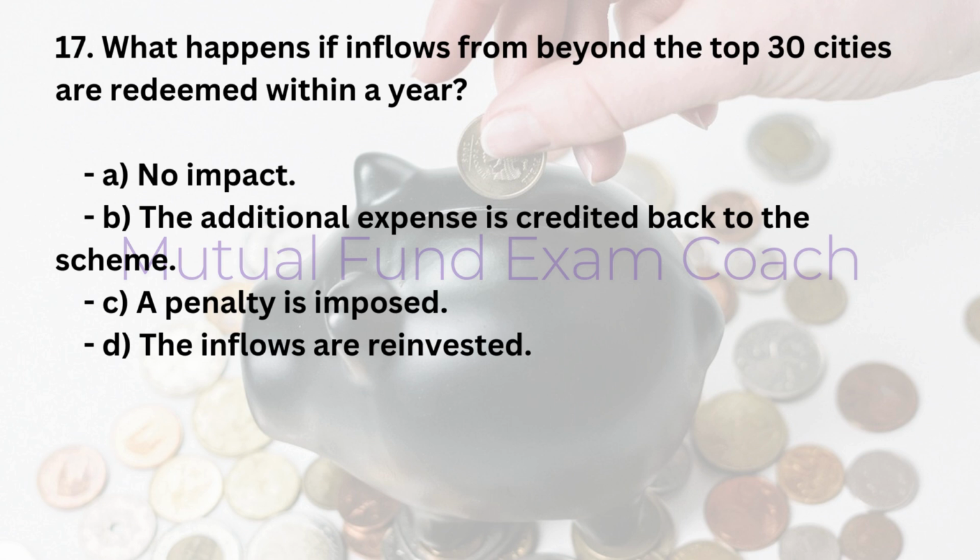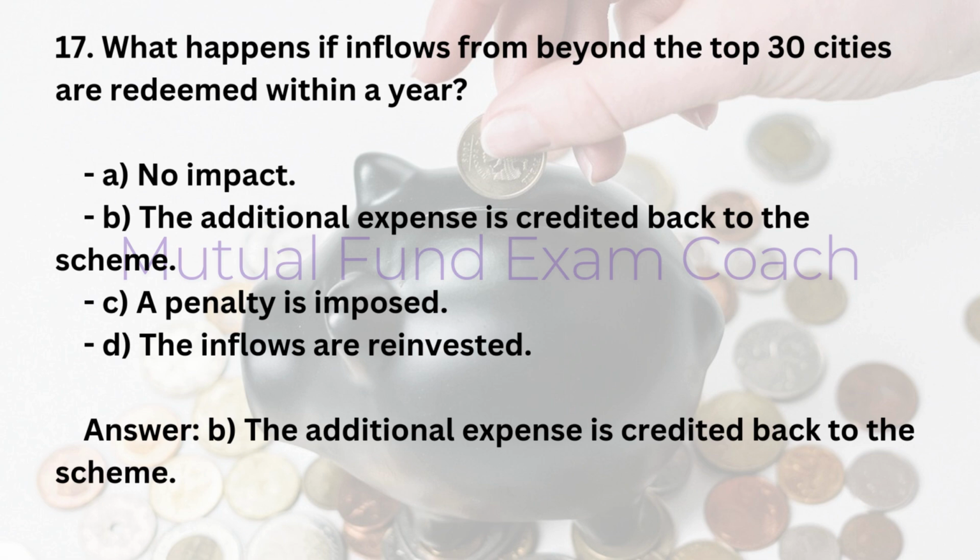17. What happens if inflows from beyond the top 30 cities are redeemed within a year? A. No impact. B. The additional expense is credited back to the scheme. C. A penalty is imposed. D. The inflows are reinvested. Answer: B. The additional expense is credited back to the scheme.